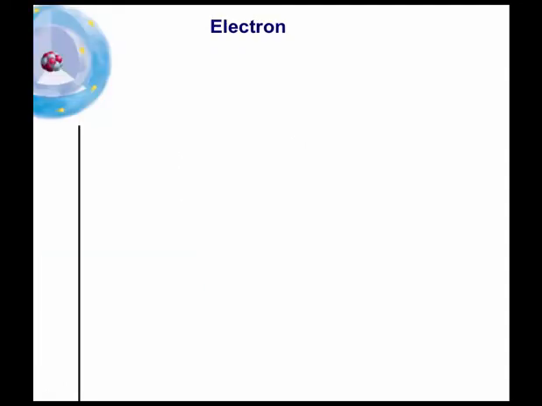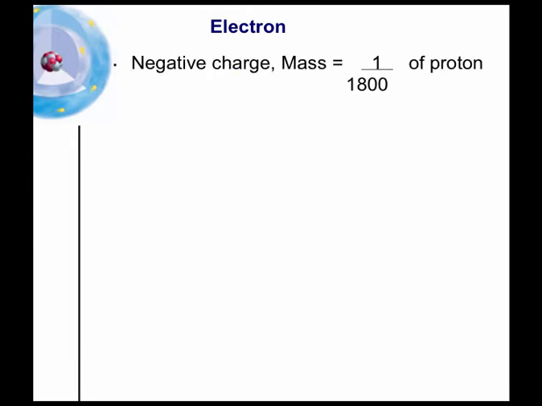Well, the last subatomic particle, the basis for chemistry, is the electron. And the electron is a very, very small negatively charged particle. It is 1/1800th the mass of a proton. So it would take 1,800 electrons to equal the mass of one proton.